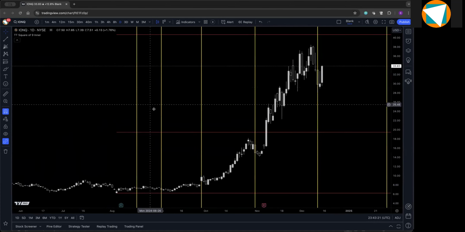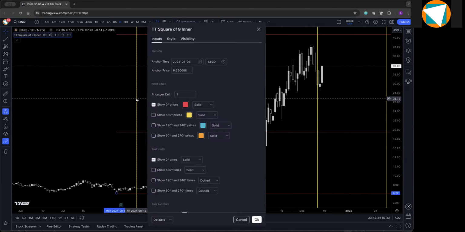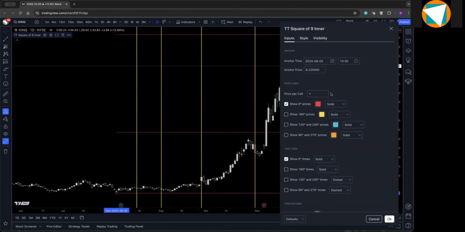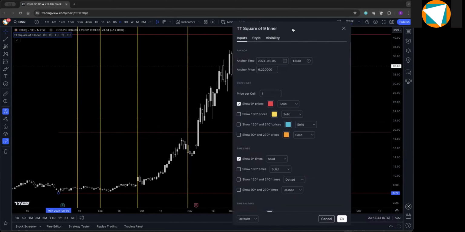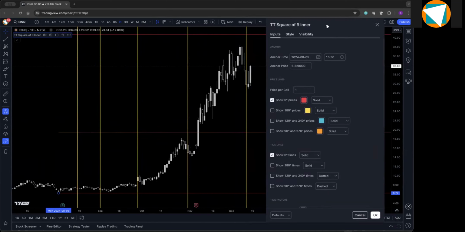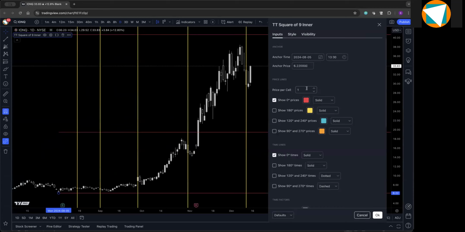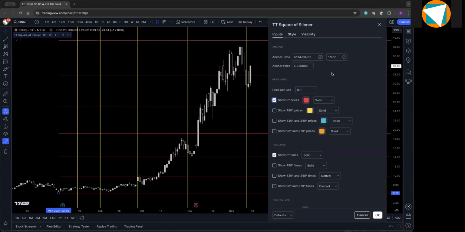Okay, so right now these are the default settings of the square of 9. So we're using a price per cell of 1. And you can see how that is not really doing a great job for these lower price stocks that have prices under 100, right? If you take the price of the security, divide by the price per cell, you should have a 3 or 4 digit answer. Right now, we only have a 2-digit answer, so that's not good enough. So let's try 0.1. Okay, so we can go to a 3-digit answer here. That's a little better. Wow, look at that retest. That's perfect. That's what you love to see on this stuff.